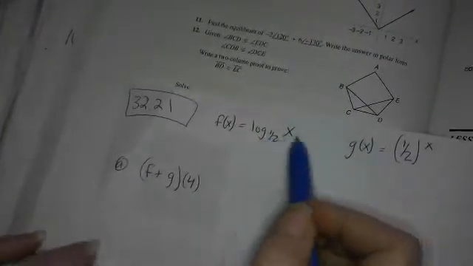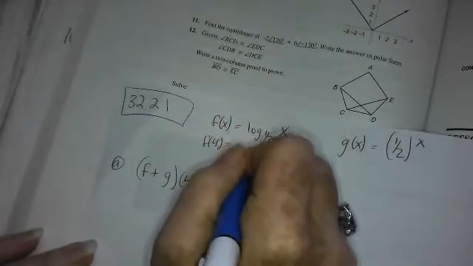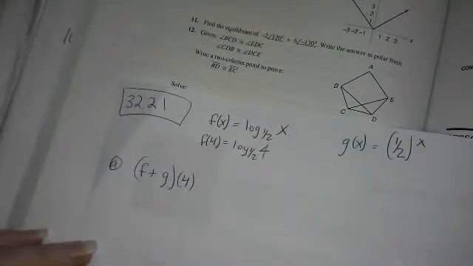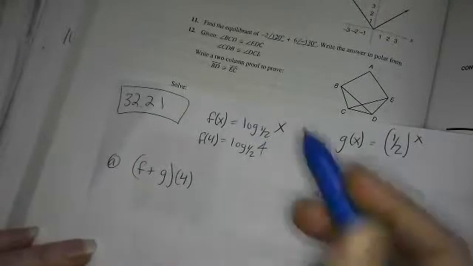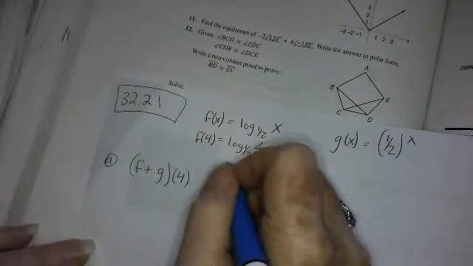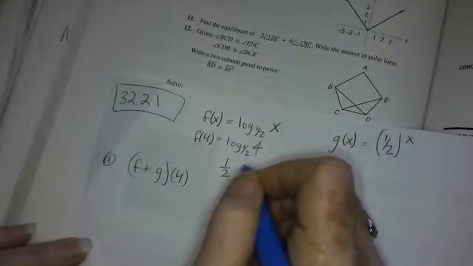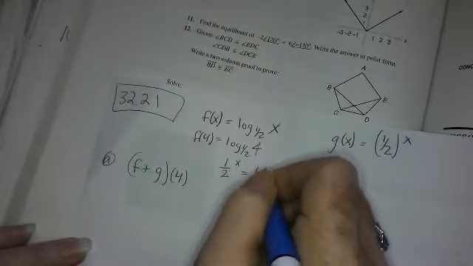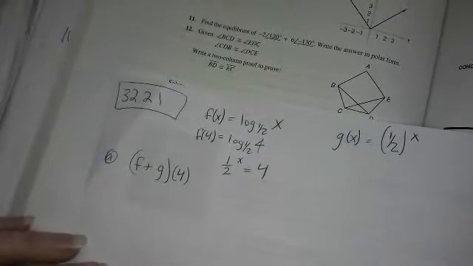I'm going to plug 4 in here to the f function. So f of 4 is equal to log base 1/2 of 4. I just plugged the 4 in. Now I'm going to put that in exponential form. I can write 1/2 to the x equals 4. That's just going from logarithmic form into exponential form.